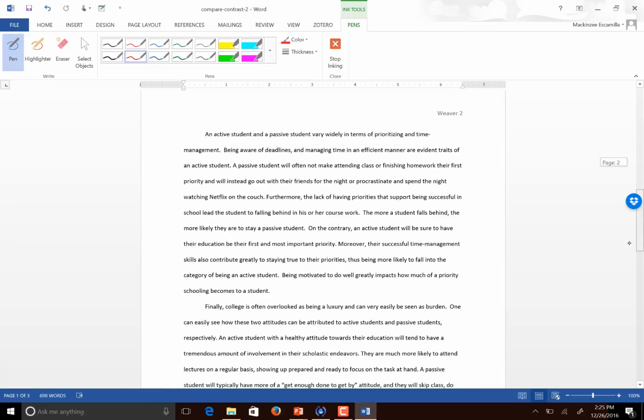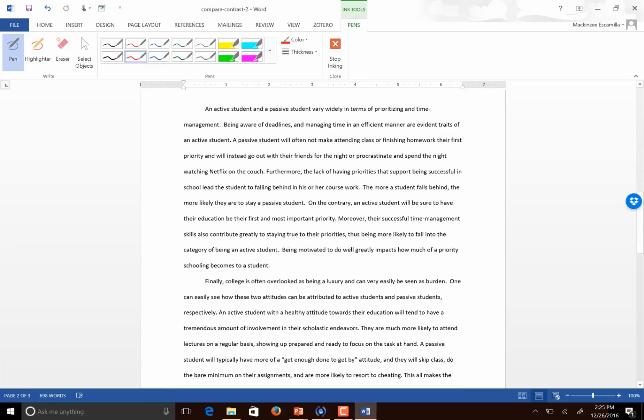We scroll down, we see that she has continued this pattern: an active student and a passive student vary, which is another good synonym for differences, widely in terms of prioritizing and time management. So here our writer once again has reminded us of the thesis, both of our topics and the rhetorical mode, and told us what this paragraph is going to be about.